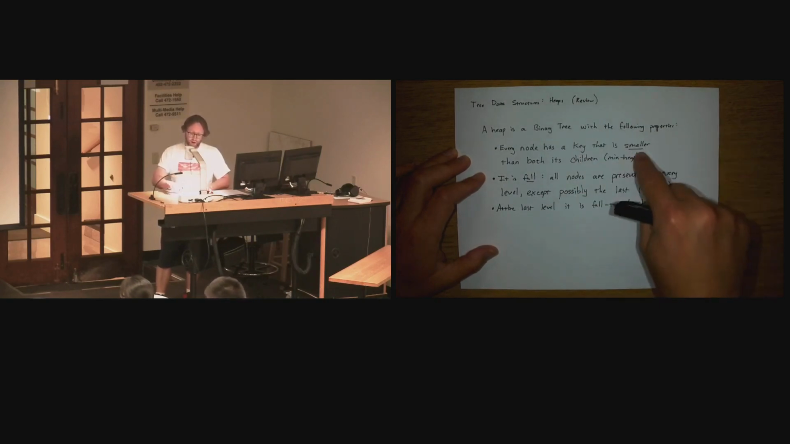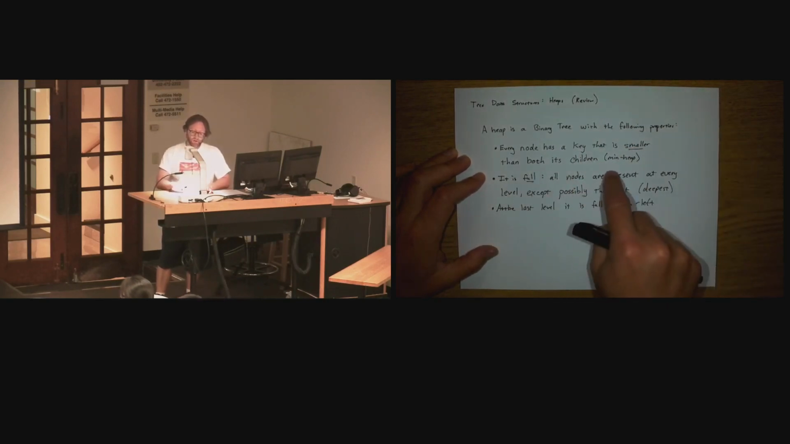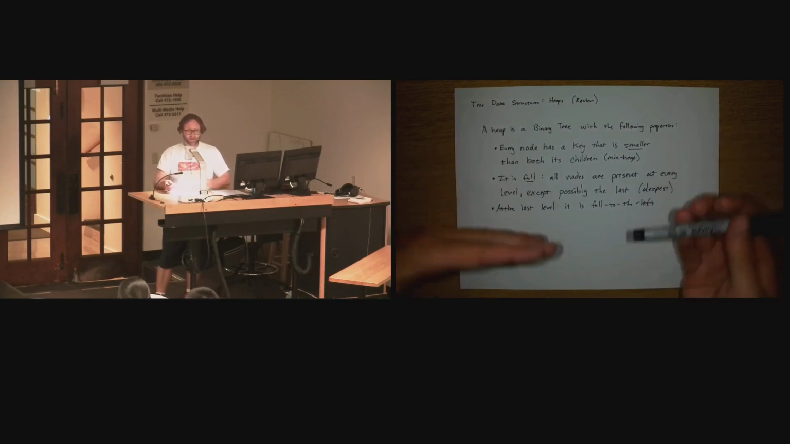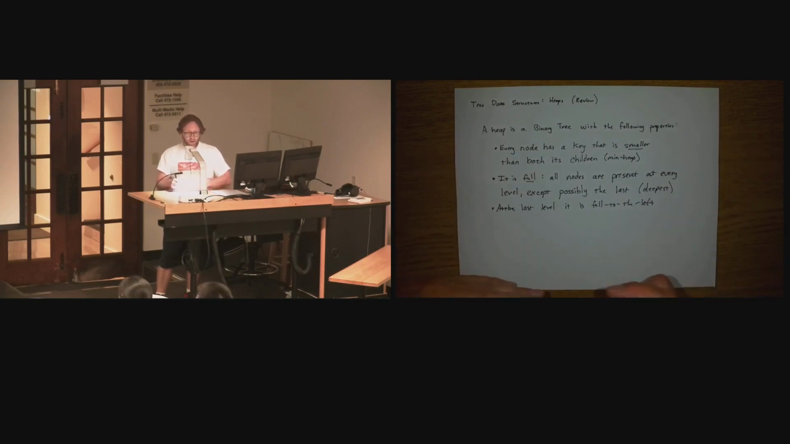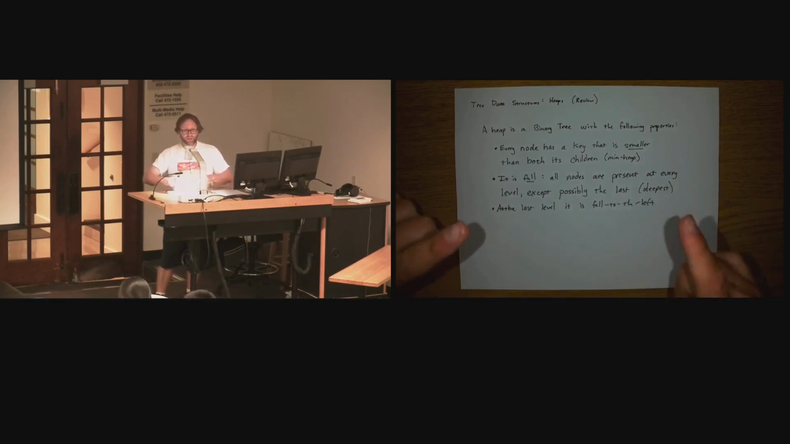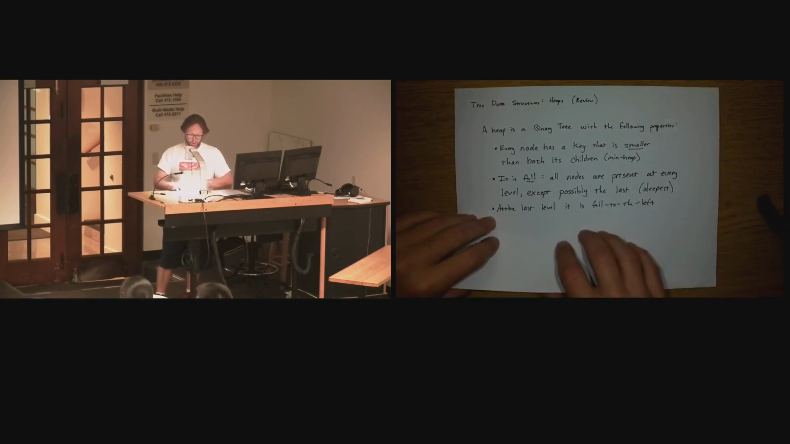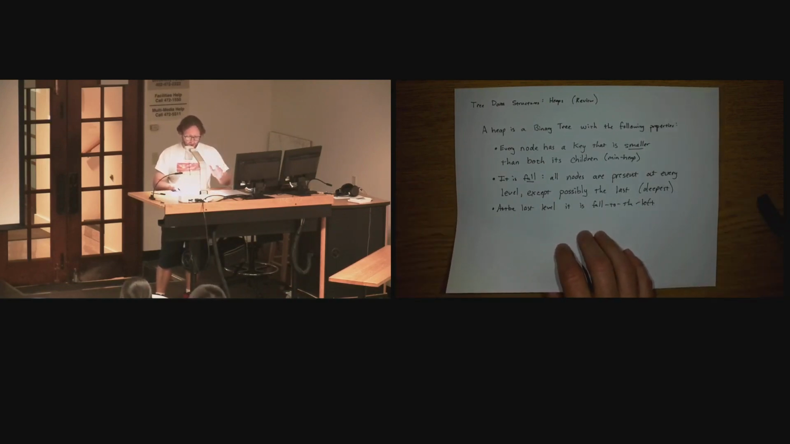If you flip this around and put in larger than both of its children, then you've got something called a max heap. But it's also full. All nodes are present at every level except possibly the last level, that is the deepest level. And even then, at the last level, it is full to the left. So in other words, it's a highly packed binary tree. Not binary search tree, but binary tree.